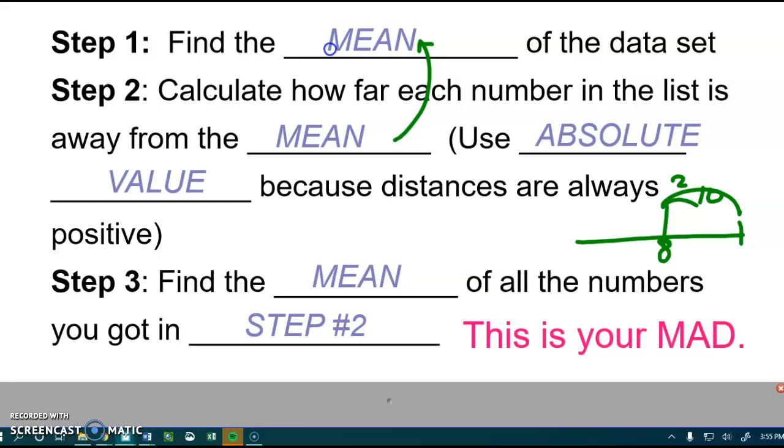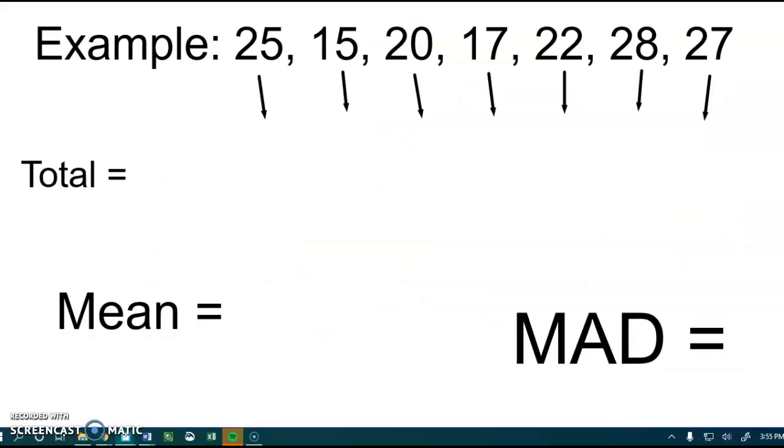And then step 3 is to find the mean, or the average, of those numbers that you just got in step 2. Once you find the mean of your list from step 2, that is your mean absolute deviation. It's the average of the distances away from your average. All right, so let's work through one together. Here's my example. Here's my list of numbers. Let's go through the steps.